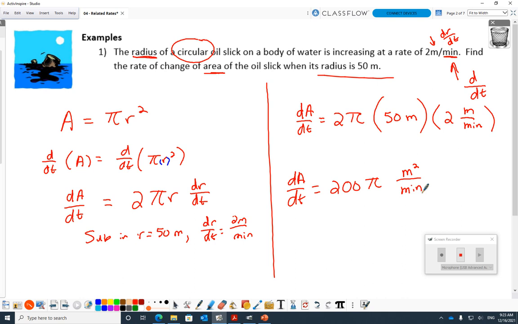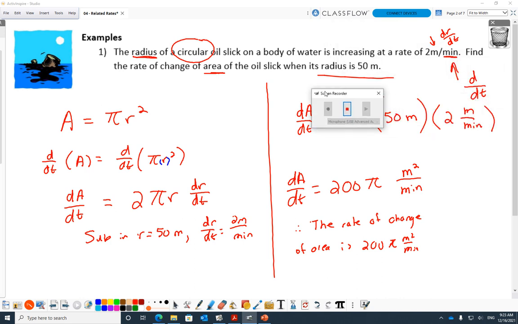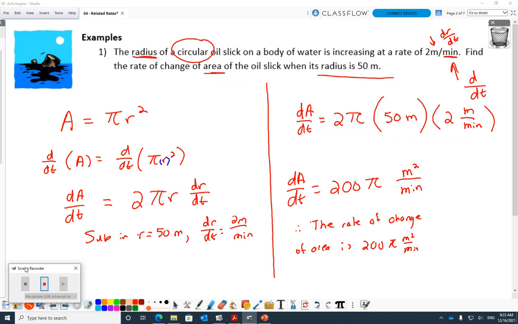Therefore, the rate of change of area is 200 pi meters squared per minute. An acronym for which part? Rate of change. Oh, yeah. We could have gone the ROC. Right. When it was instantaneous rate of change, we went IROC. When it was average rate of change, I went AROC. Any questions about that? Let's go back to the procedure and see if I followed the procedure.